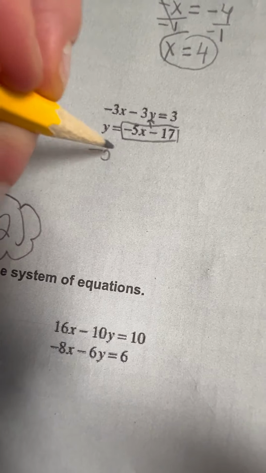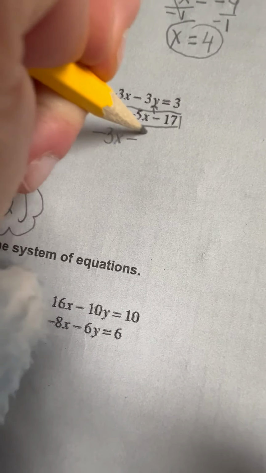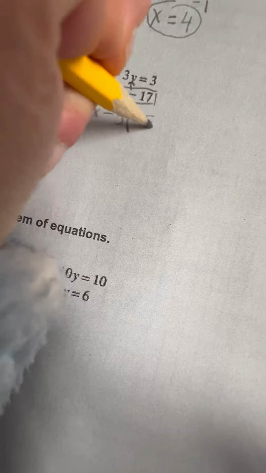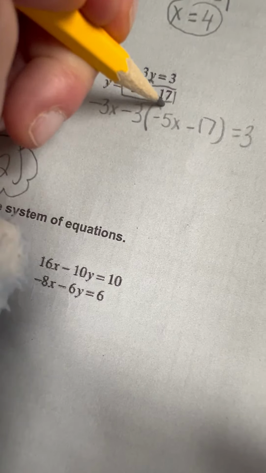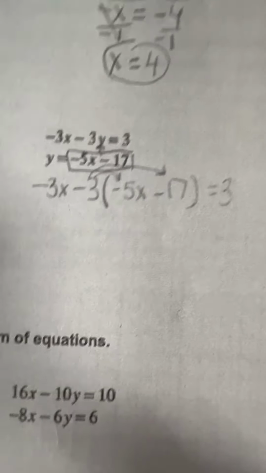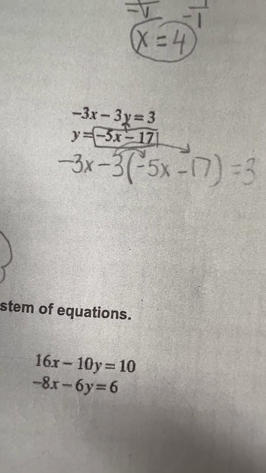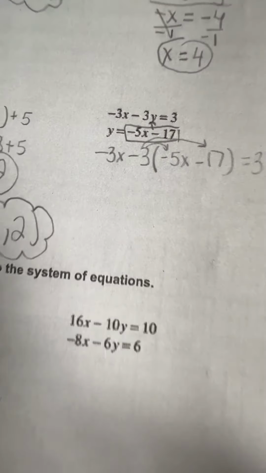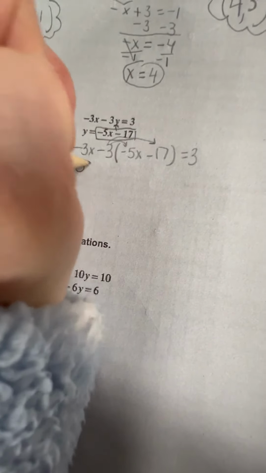So we're going to do negative 3x minus 3, and we're going to replace that y in parentheses with what we have here, negative 5x minus 17, and it's equal to 3. Now we're going to go ahead, distribute, and simplify everything that we can to make sure that it works. So the first thing I'm going to do is rewrite the negative 3x because that is not changing.